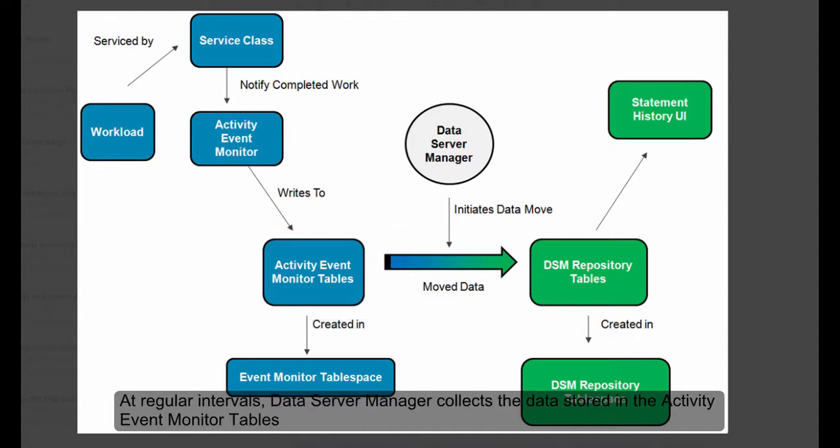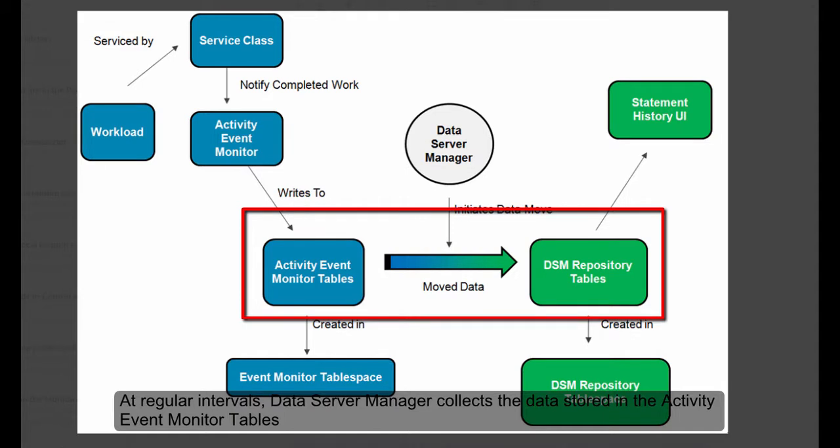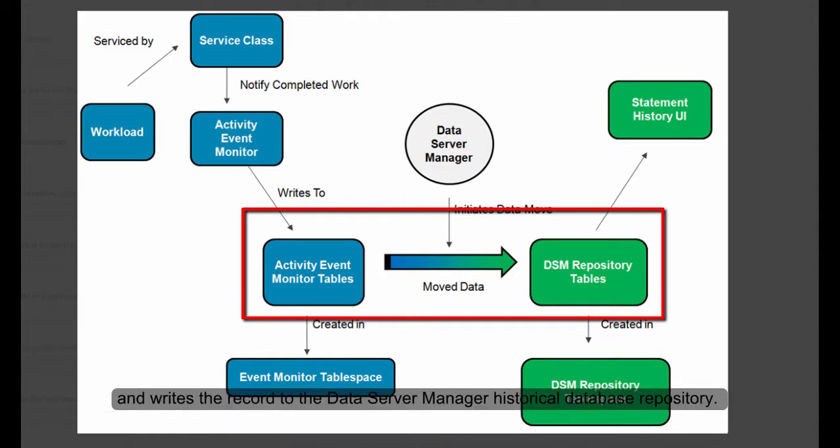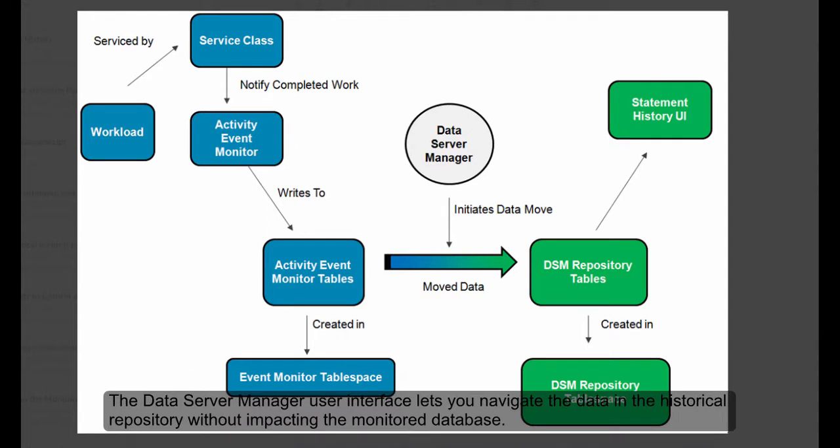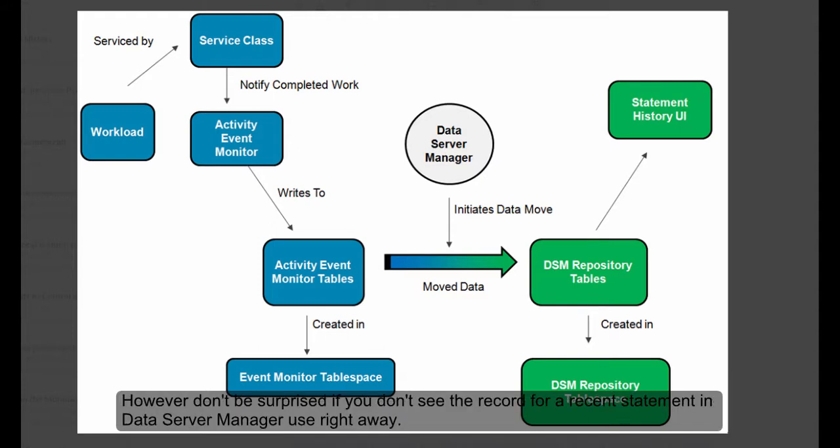At regular intervals, Data Server Manager collects the data stored in the Activity Event Monitor tables and writes the records to the Data Server Manager Historical Database repository. The Data Server Manager user interface lets you navigate the data in the historical repository without impacting the monitor database. However, don't be surprised if you don't see the record for a recent statement in the Data Server Manager views right away. Remember, the statements are only collected every few minutes, so it might take that long to see a recent statement.